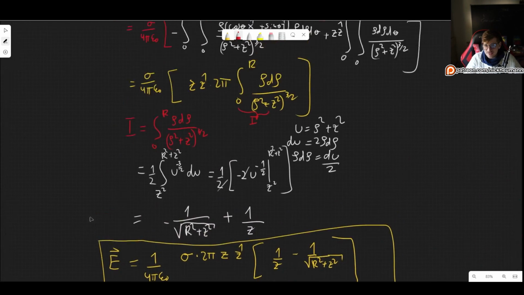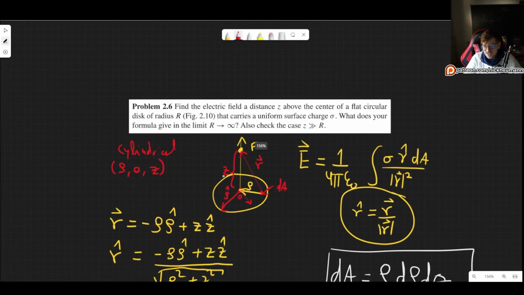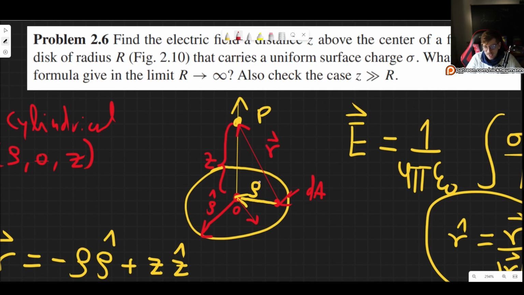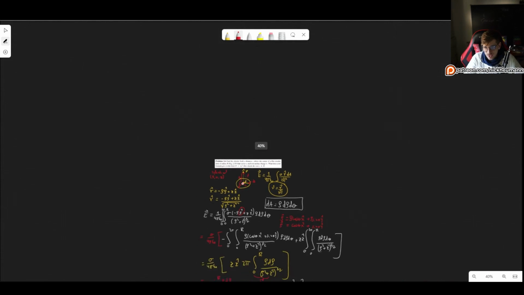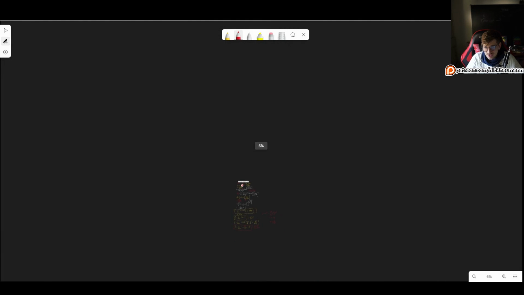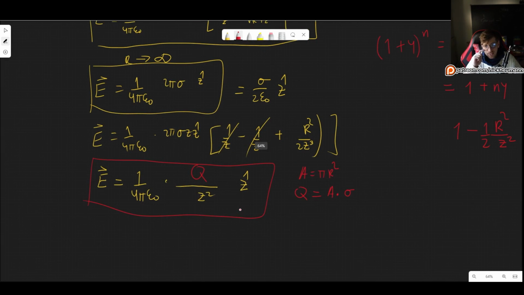And that makes sense because the case when z is much, much greater than r is the point where we move very far away, right? When we move far away, that disk doesn't look like a disk anymore. It looks like a point charge, which is why the end result is approximately the electric field of a point charge. So there we go.